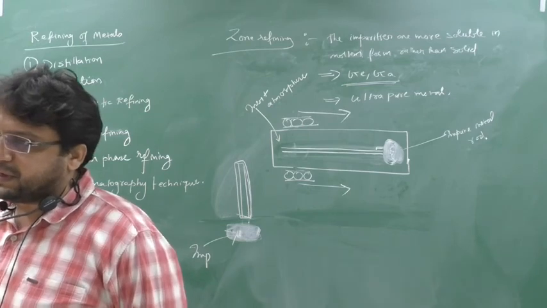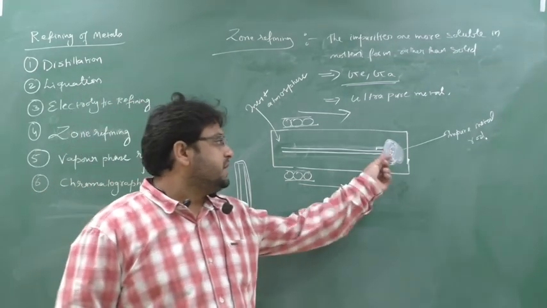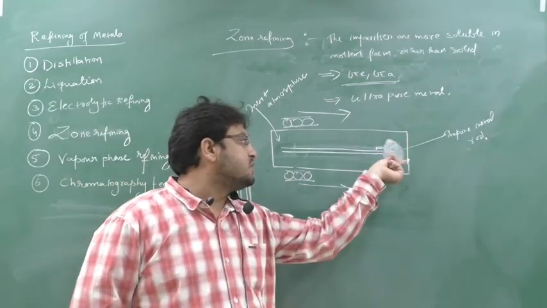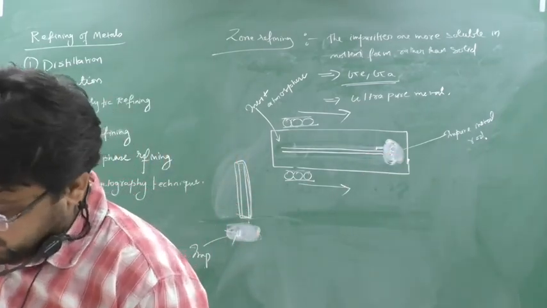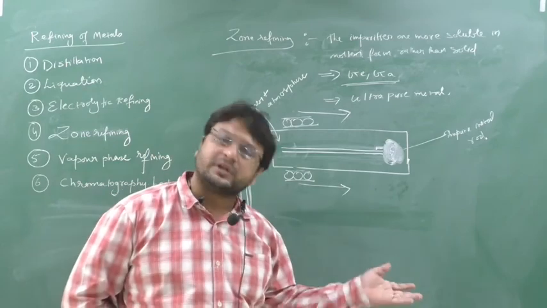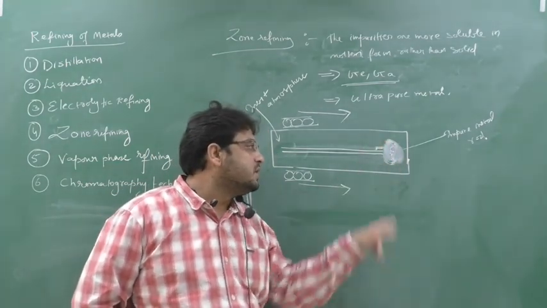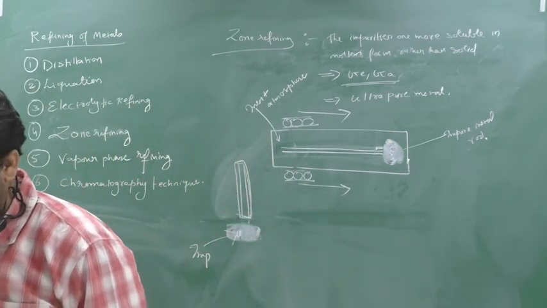This method is repeated a number of times and the impurity is concentrated. Concentrated means collected. So impurity is concentrated at one end only, which is cut to get pure metal.